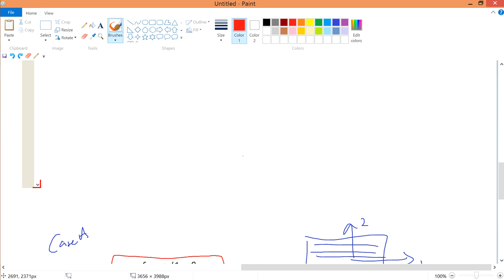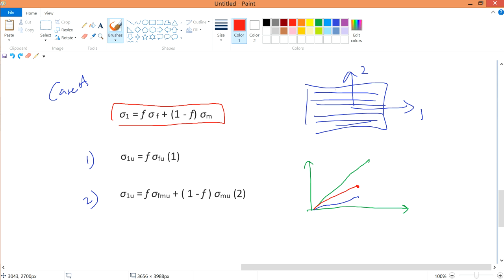This case A is only talking about when the ultimate strain of the matrix is lower than the fiber, so the fiber can be pulled longer. In the next video we'll talk about case B, where the ultimate strain of the matrix is now longer than the ultimate strain of the fiber. Not stronger, but rather longer. Yeah, see you there.